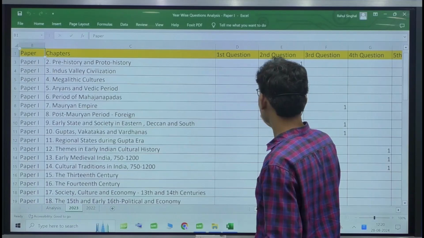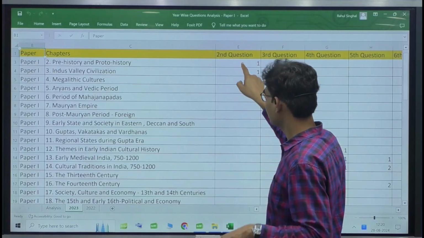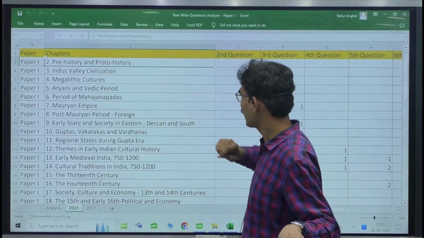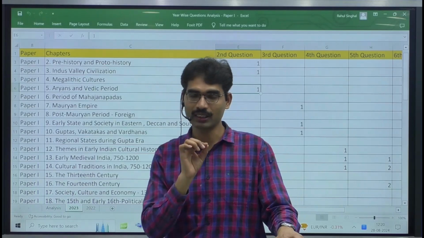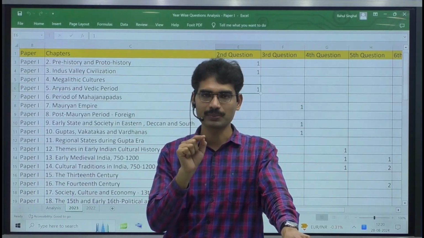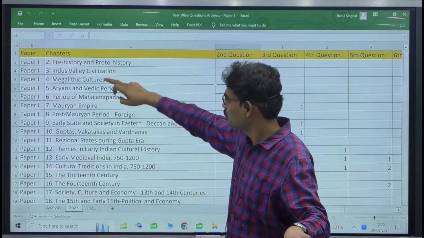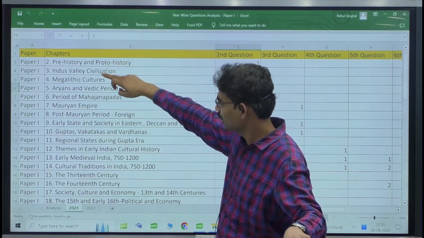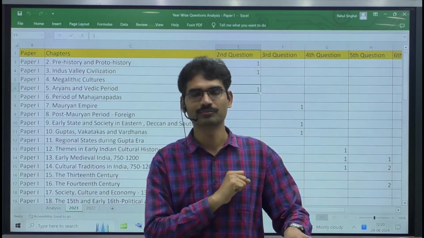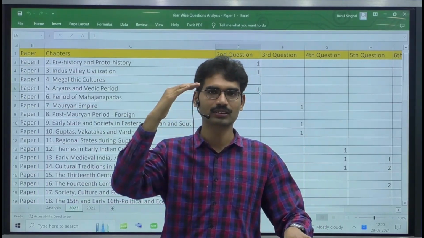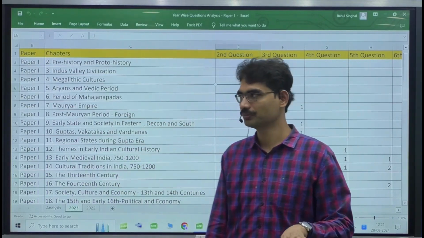This is the second question. Now you understand this. The second question is framed from the second unit, third unit and fifth unit. So that means if you want to attempt the second question, you should be thorough from unit 2, 3, 4, 5. So up to the fifth unit, you are supposed to write question number 2.